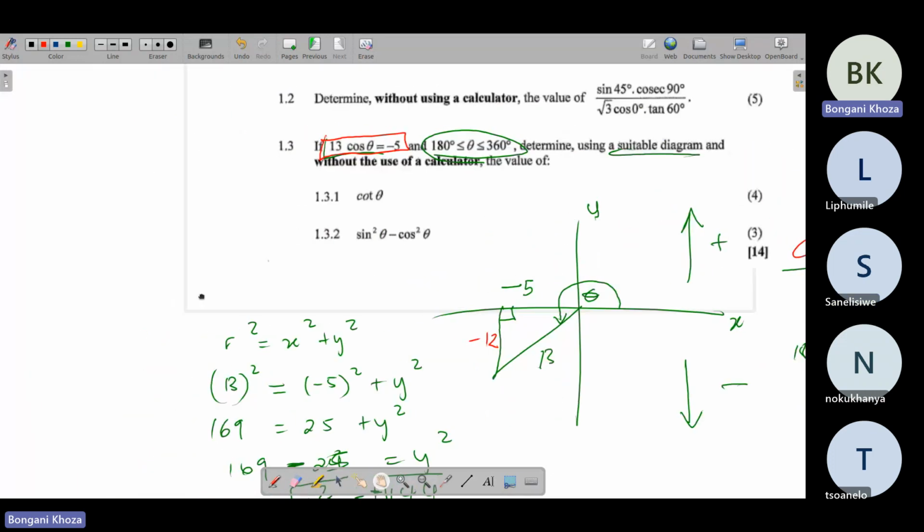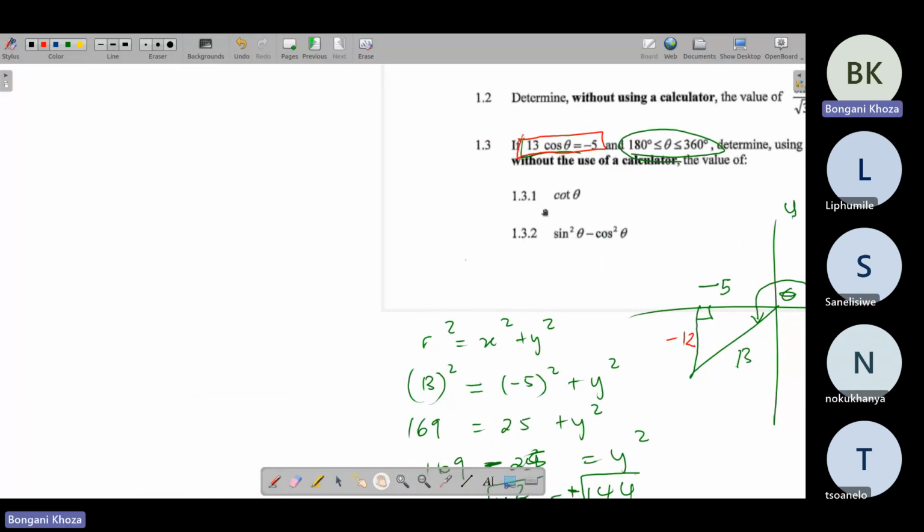So they're asking us to find the value of cot theta, sine theta minus cos squared theta, right? So our x value is negative 5. Our y value is minus 12. Our r is 13, right? So in this case, our x value counts as our adjacent, our y value counts as our opposite, and our r counts as our hypotenuse.